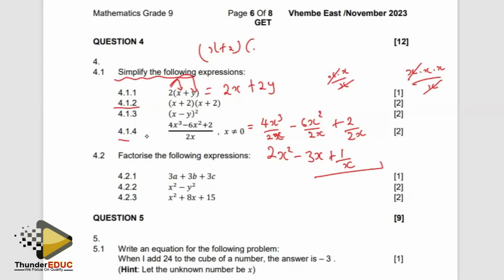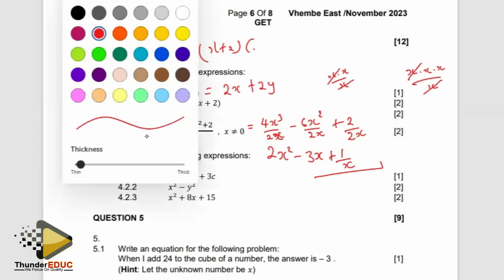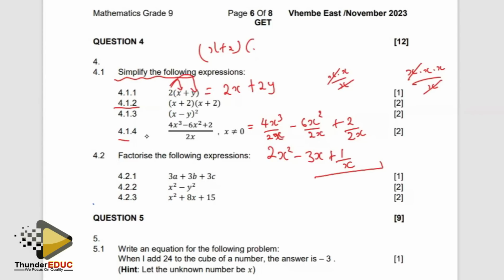4.2, they want us to factorize. Now, factorization is the opposite of expansion. So now we need to create the brackets so that when you open the brackets, we go back here. So 4.2.1, what do we see that is common? These are 3 terms. We have a 3 everywhere. So take out the 3. I'll have A plus B plus C. And then that is my answer. We cannot add this up because they are not like terms.